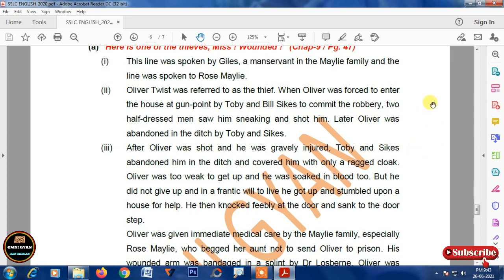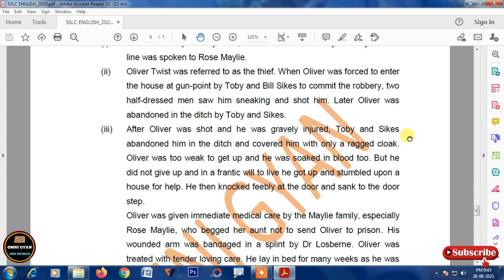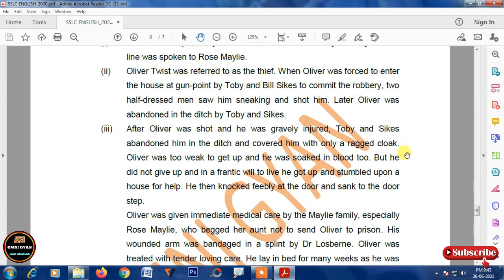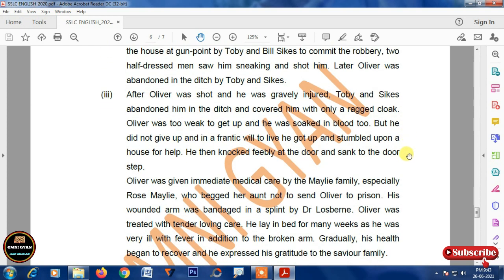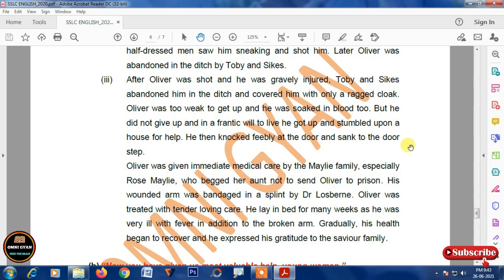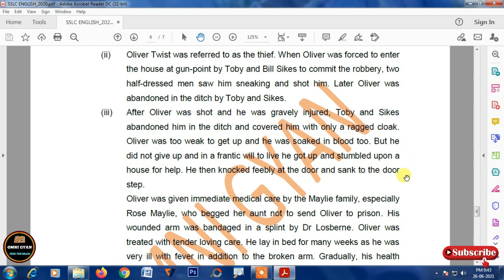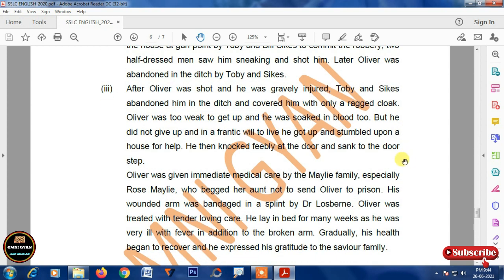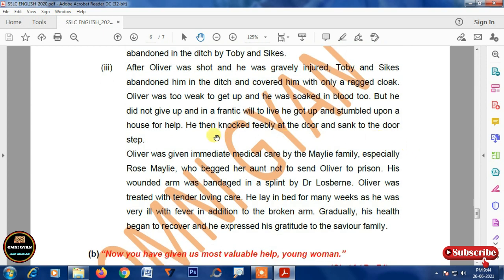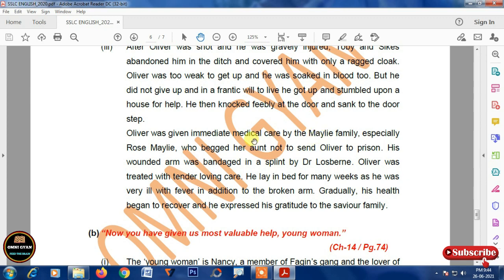After the robbery had failed, actually, Oliver Twist was shot by the housekeepers, and Oliver was gravely injured. Toby Crackit and Bill Sykes abandoned Oliver on the roadside, giving him only a piece of ragged cloak, a piece of cloth actually, and left him there to die. But Oliver wanted vehemently, passionately, some help to save his life. So he stumbled upon a house for help, and that house belonged to the Maylie family here.